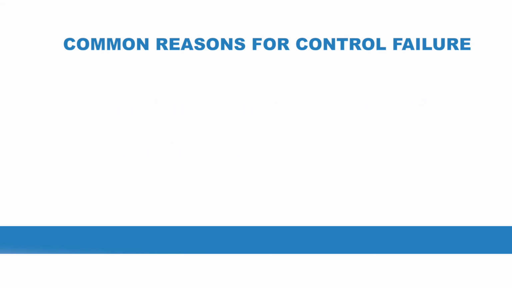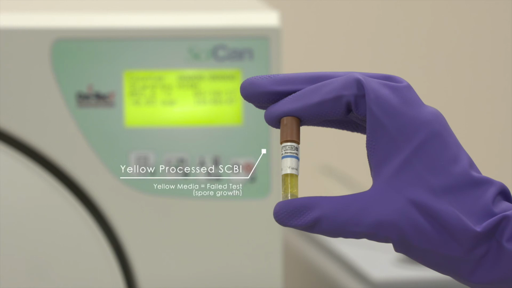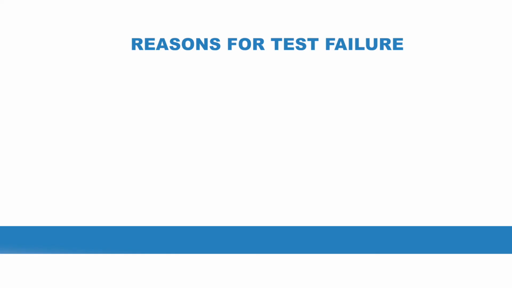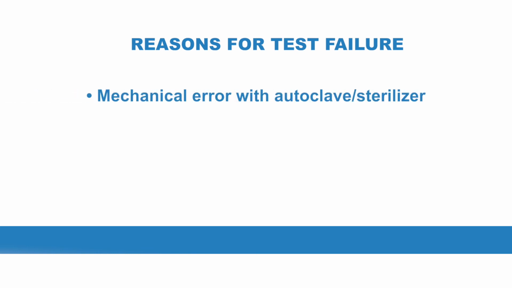If the test SCBI vials that were exposed or processed change to yellow, this indicates spore growth, which means the sterilization cycle was not effective. If a test vial turns yellow, there are a few possible explanations. The failure could be the result of an issue with the exposure process, such as a mechanical error with the autoclave or sterilizer, or the vials may not have been exposed for a sufficient length of time.